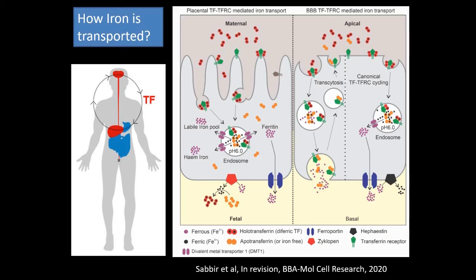Once inside, the endosomal transferrin may release its cargo due to a drop in the endosomal pH to 6 and recycle back to the luminal surface, or it may undergo endosomal transcytosis and release to the basal surface. From there, the iron is transported to different cells in the underlying tissues.